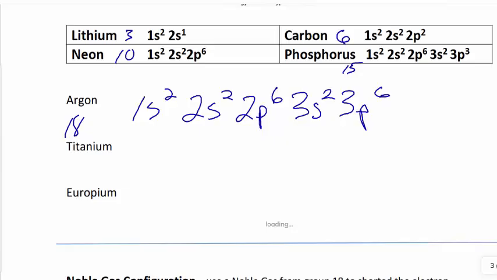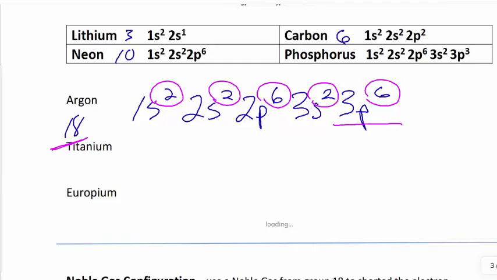So what we want to do now is look at the superscripts and add them up. So we have 2 plus 2 is 4, plus 6 is 10, plus 2 is 12, plus 6 is 18. So that's what we needed. So this is the correct electron configuration. And you can notice that it ends with the p being filled, p6, which represents something about the argon being a noble gas and having complete electron configuration.